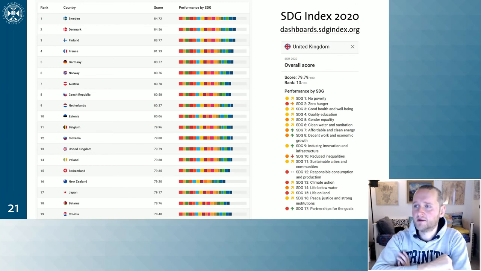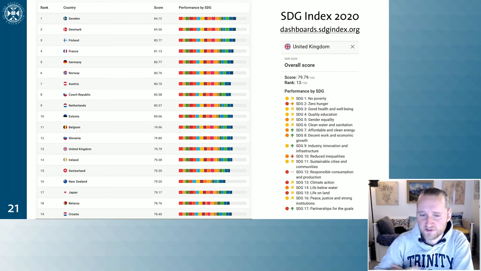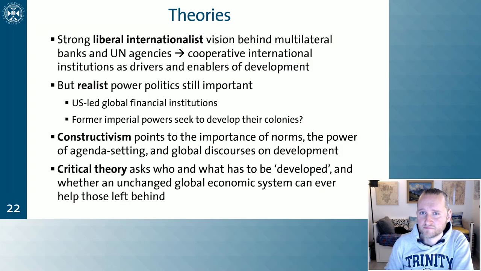If you go to that address up there, dashboards.sdgindex.org, you can have a much more fine-grained view of who scores how highly and who has to do how much to achieve these goals.